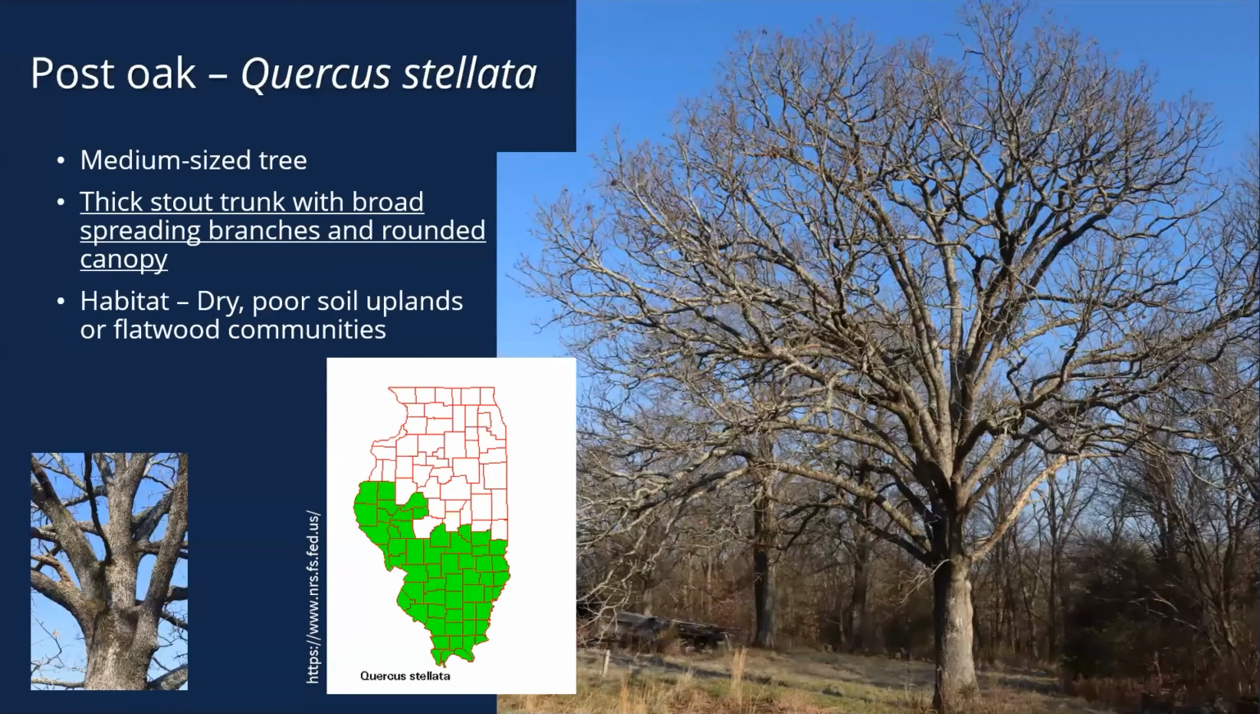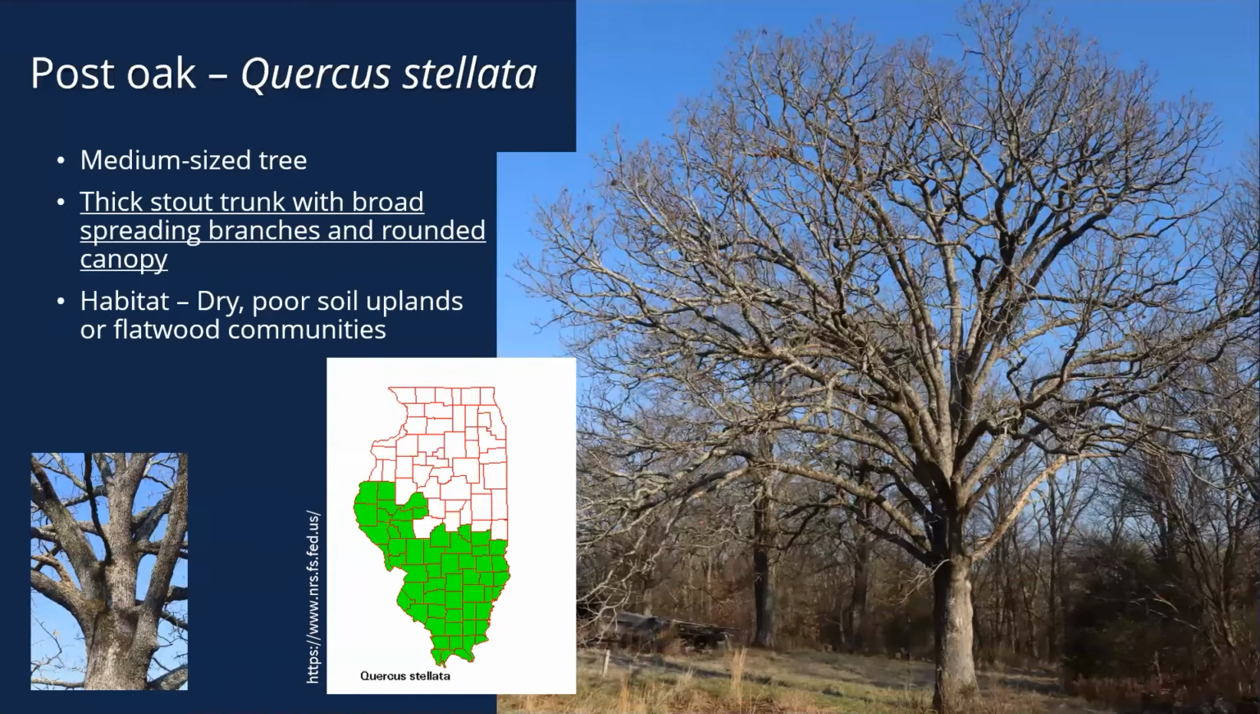Another somewhat common upland white oak, at least in the southern half of the state, would be post oak. Post oak, unlike white oak, is a medium-sized tree. This one doesn't get nearly as big as white oaks. They tend to have a pretty stout trunk with broad spreading branches and a rounded canopy. So these are typically pretty short trees, with more rounded canopy, more branching, and bigger, thicker lateral branches in general.